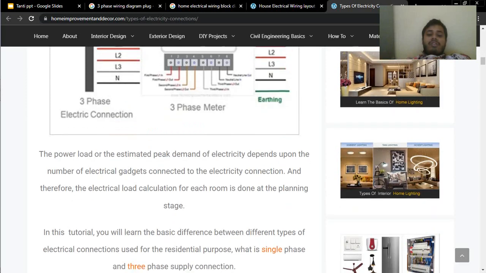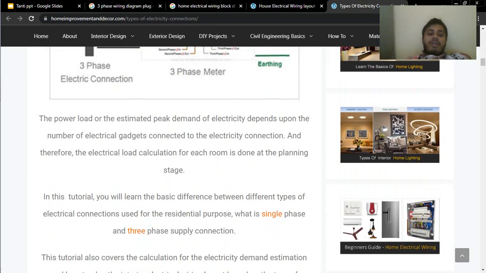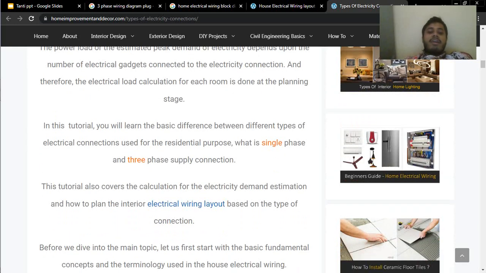So L1, L2, L3 and N. Now the power load estimation: L1, L2, L3 and load, and you will add your own earthing. The estimated peak demand of electricity depends upon the number of electrical gadgets connected to the electrical connections, and therefore the electrical load calculated for each room is done at the planning stage.